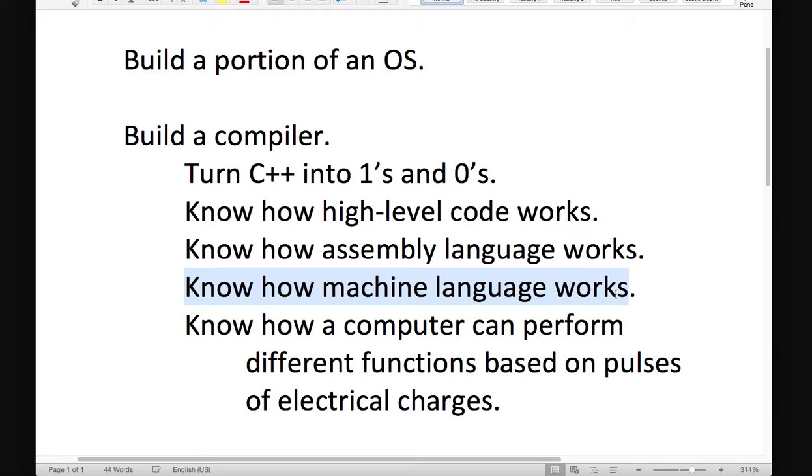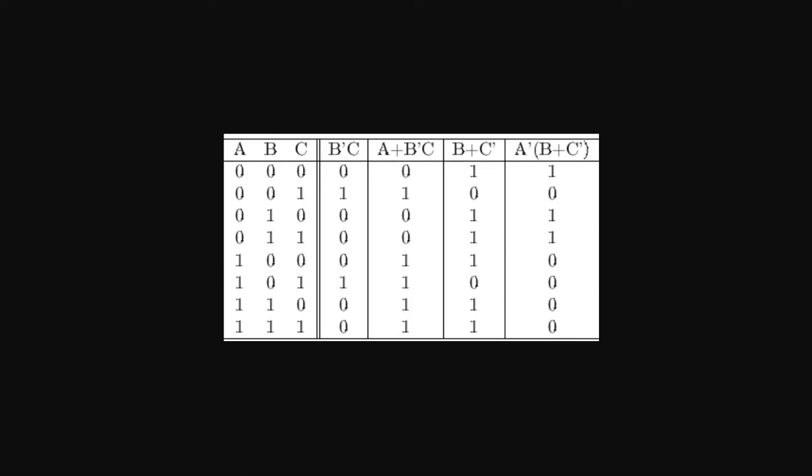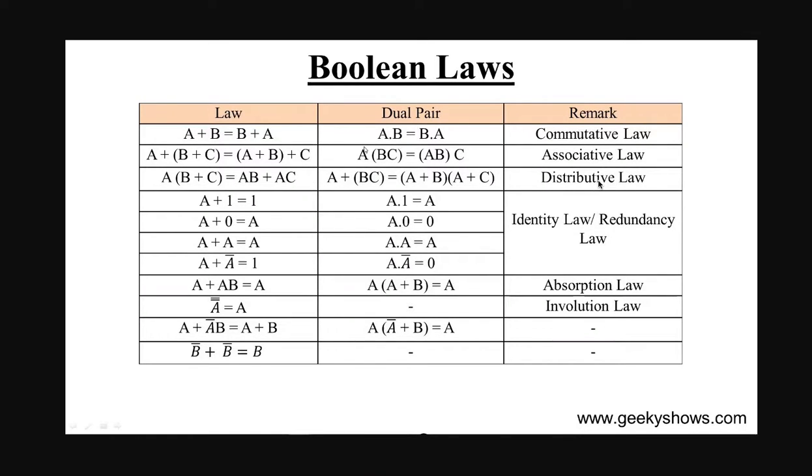And then once you know how machine language works, you need to know how a computer can perform different functions based on machine language, based on ones and zeros, based on pulses of electrical charges, which represent on and off. And so what did Shannon do? He created the groundwork for the construction of a machine that can perform different functions based on pulses of electrical charge. Right? And how did he do that? By seeing the connection between electrical switches and the Boolean laws.